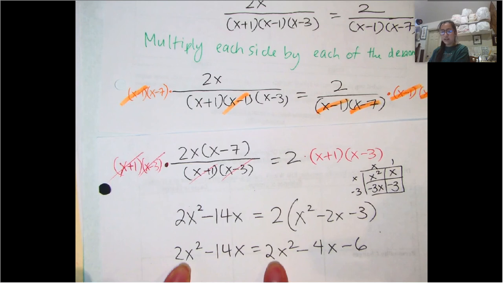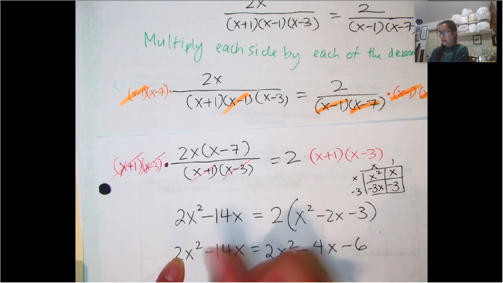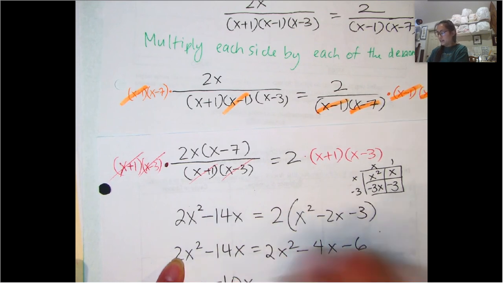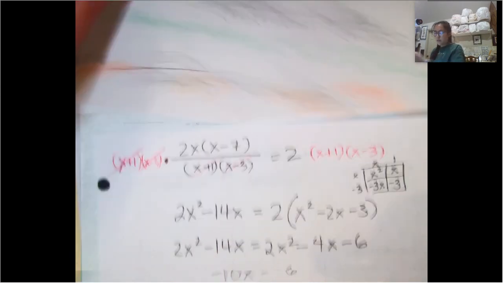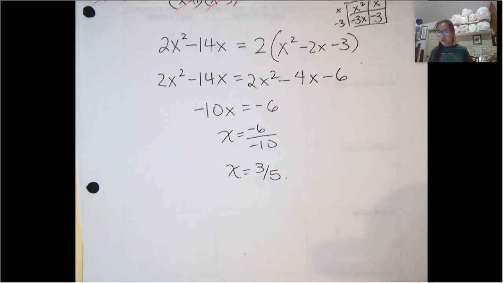And so when you subtract, the 2x squares go away, you add the 4x to the other side, you have negative 10x equals negative 6. And so you have x equals negative 6 divided by negative 10, which means x equals 3/5. And we'll go ahead and substitute that into the original equation.